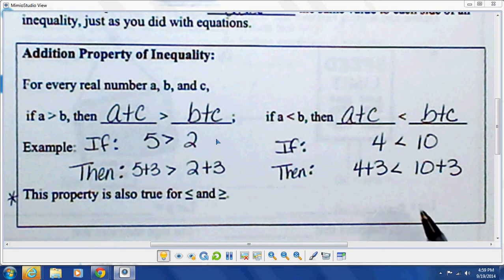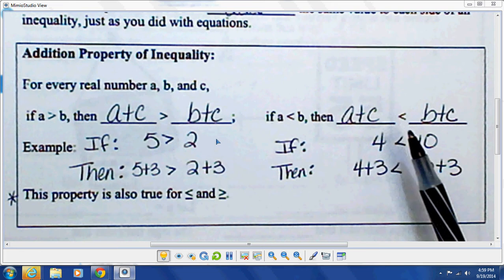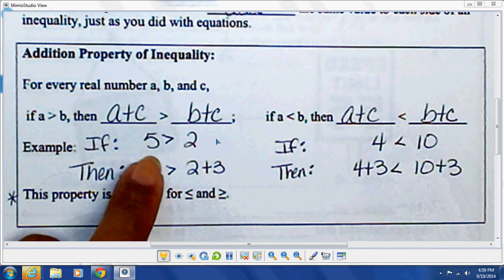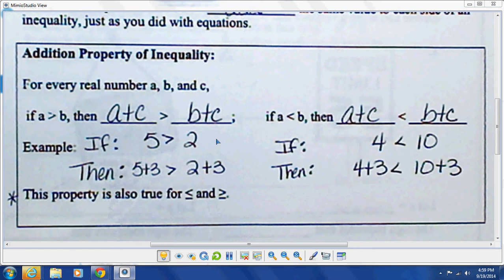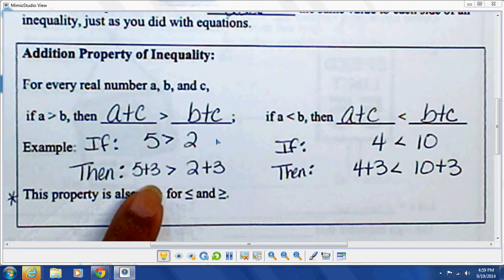Okay, and the same thing works for less than. So if a is less than b, then a plus c would be less than b plus c. So I gave you some examples. If I have 5 is greater than 2, in this case, 5 is a, 2 is b. So my c value that I'm going to add is here in my then statement. So notice on both sides, I'm adding 3.